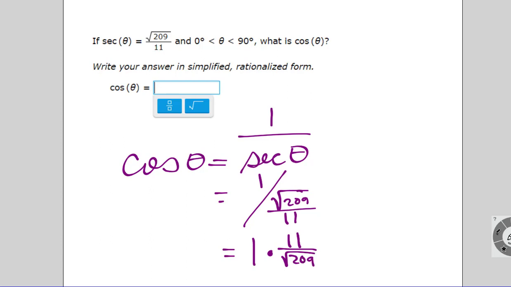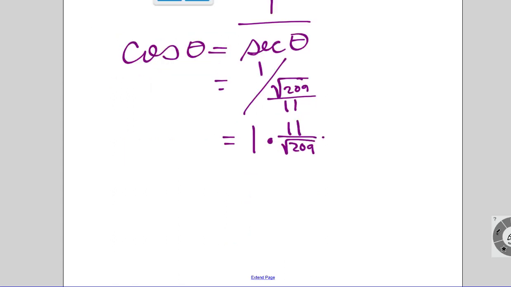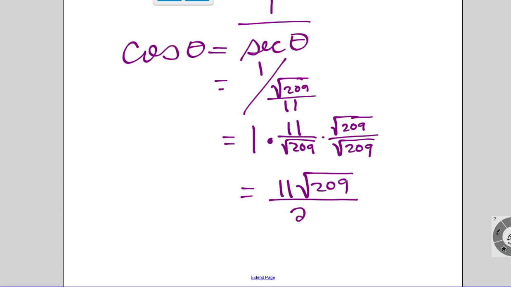Okay. And if I want to rationalize that, then we can multiply by square root of 209 top and bottom. And when I do that, I get 11 root 209 all over 209. Okay, so we were able to find cosine in that way. Questions about that?